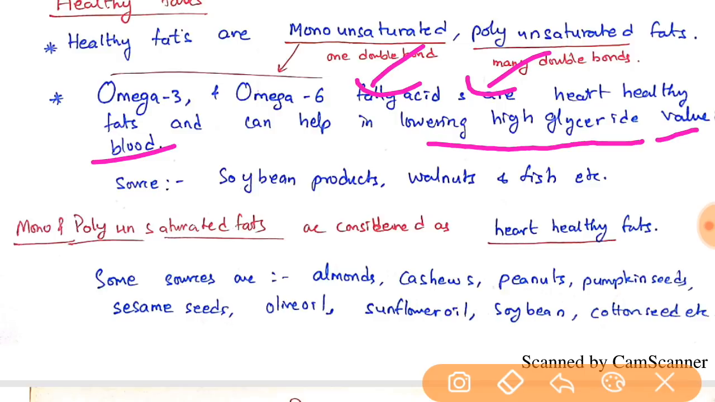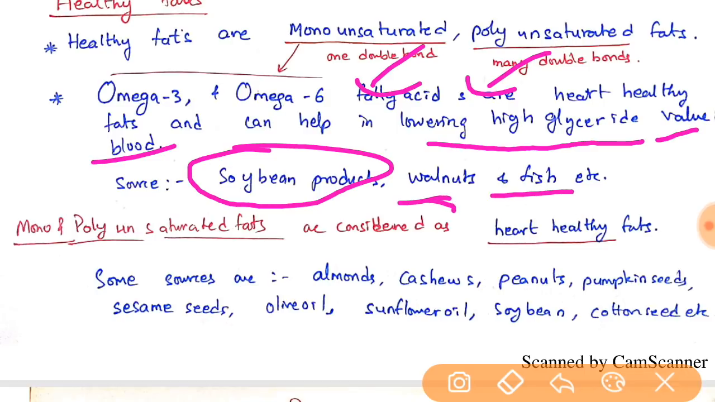As for sources where we can get this omega 3, first of all the rich source is soybean products. Soy milk we can find in supermarkets, soybeans, soy milk, and in walnuts, and mainly in fishes we can find this omega 3 and omega 6. Also we can find omega 3 fatty acids in some oats, friends. So mono and polyunsaturated fats are considered as heart healthy fats.